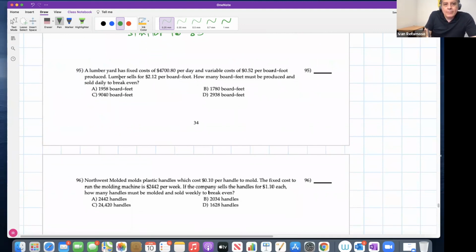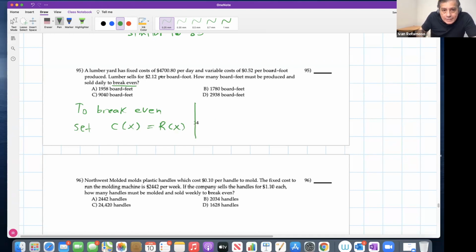95. A lumber yard has fixed cost of 4,700.80 per day and a variable cost of 0.52 per board foot produced. Lumber sells for 2.12 per board foot. How many board feet must be produced and sold daily to break even? Again, you see this phrase, this key phrase. So quickly you say to break even, set cost function equal to revenue function, right? Solving this equation will tell you the amount you should consider to break even.